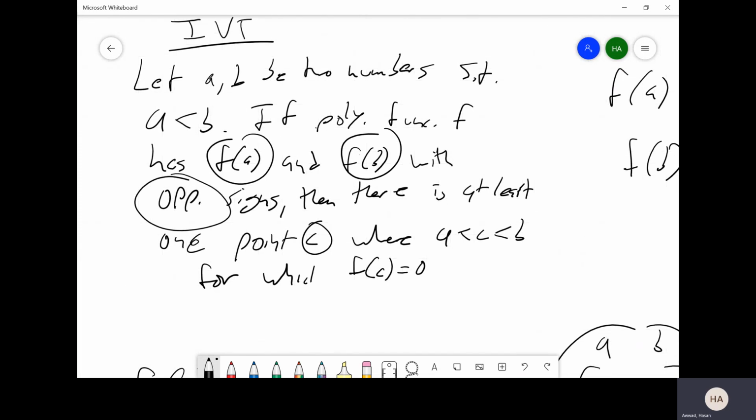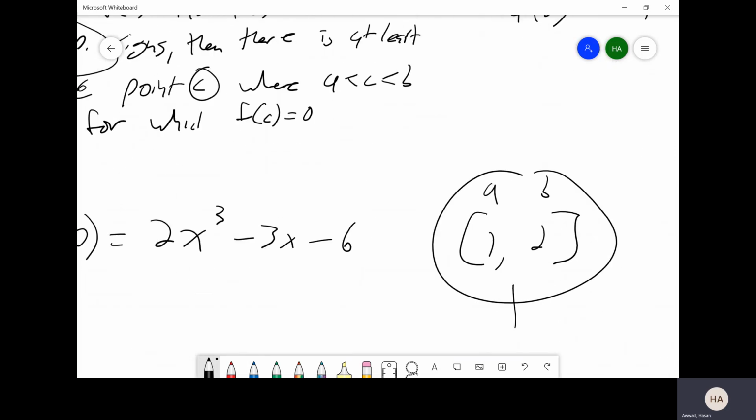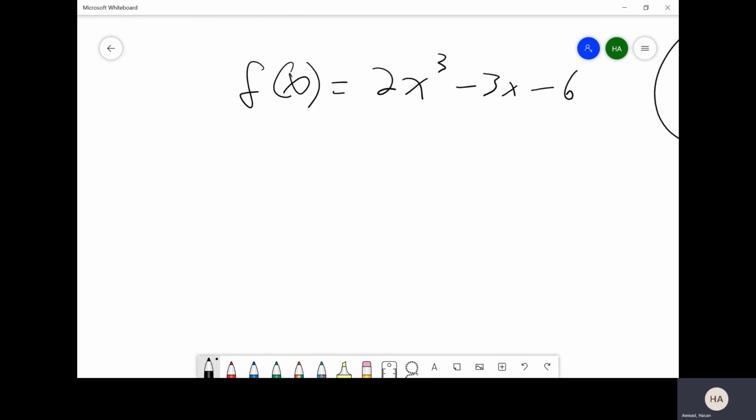F of A, F of B, and if the outputs are of different signs, so if one of them is positive and one of them is negative, then we have shown by the intermediate value theorem that at some point in this interval, somewhere between 1 and 2, there is in fact going to be a solution to our function f. Okay, so all we have to do is ask, well, what's f of 1?